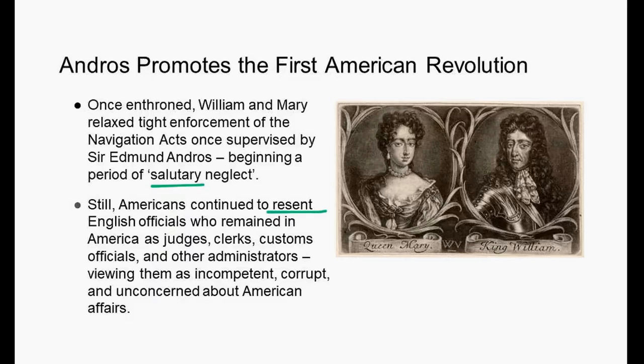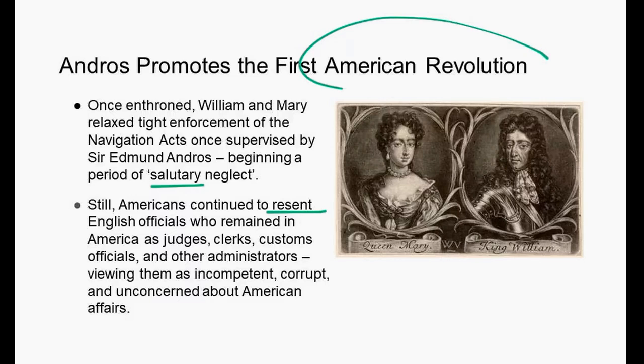Still, Americans continued to resent English officials who remained in America as judges, clerks, custom officials, and other administrators, viewing them as incompetent, corrupt, and unconcerned about American affairs. And all of this will begin to lay the groundwork for the American Revolution.